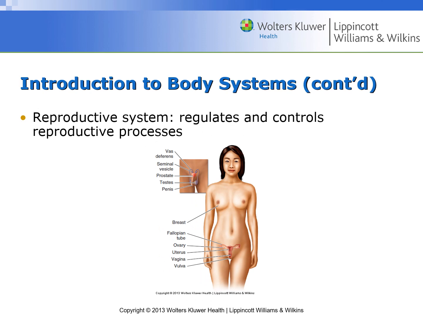The reproductive system regulates and controls reproductive processes. While male and female structures differ, the general purpose of the reproductive system is the same, which is to regulate and control the reproductive processes.